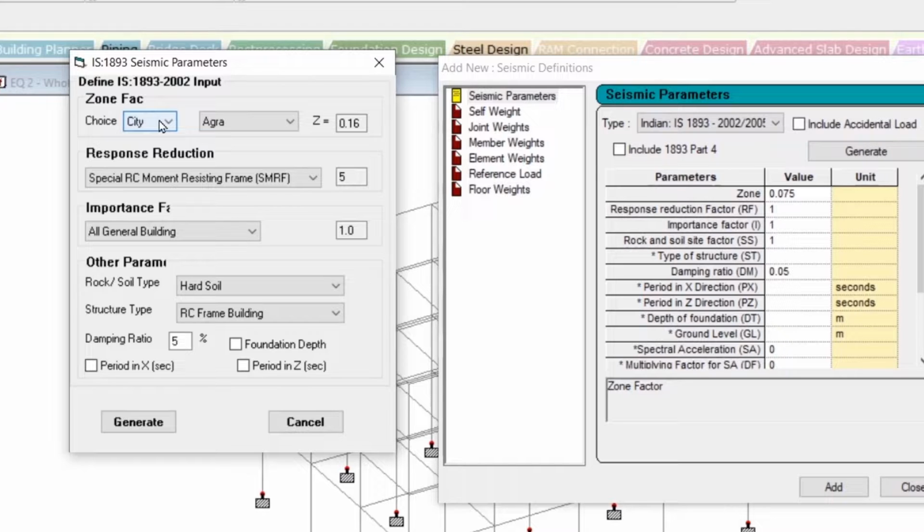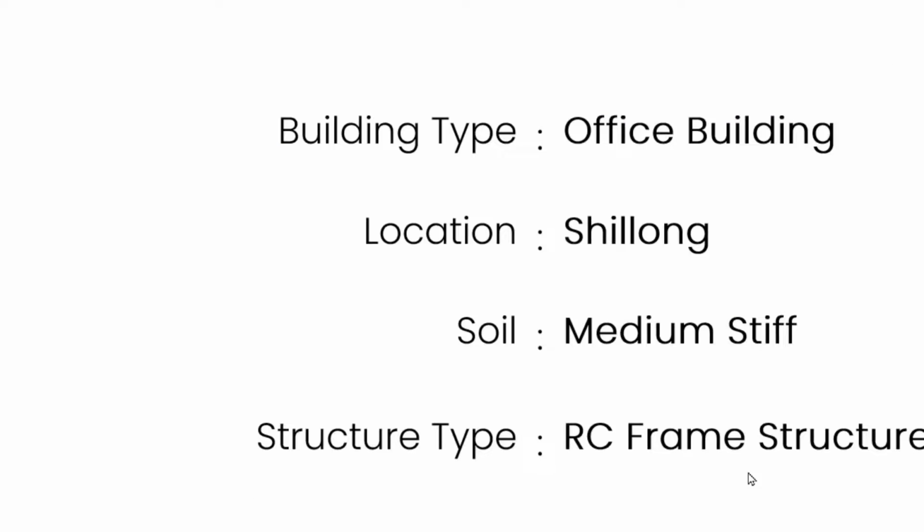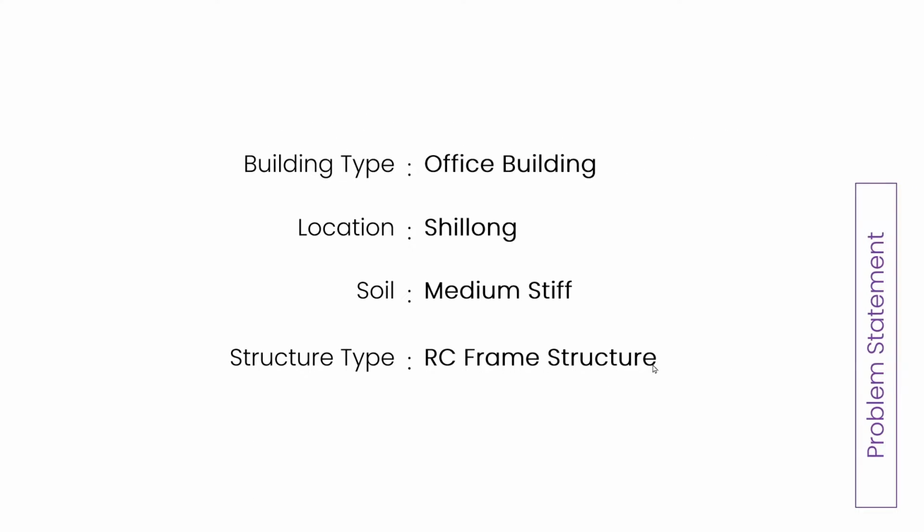So instead of choosing it by city, I'll simply choose it by zone, and the zone, I'll select it as 5. So as soon as I select the 5th zone, you can see the Z value as 0.36. Now the response reduction factor in our case was 5. I have talked about why it was 5, even though the building is simply defined as an RC frame structure.